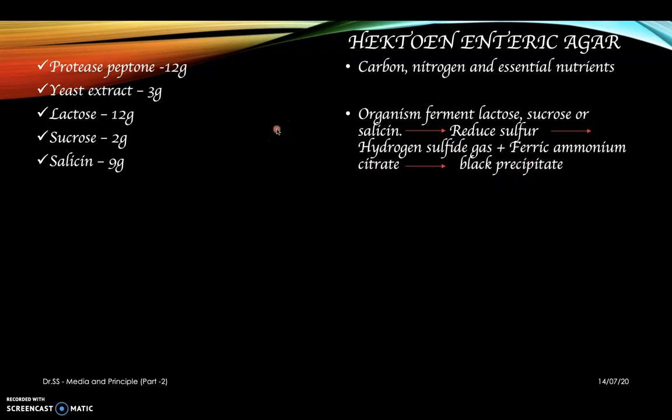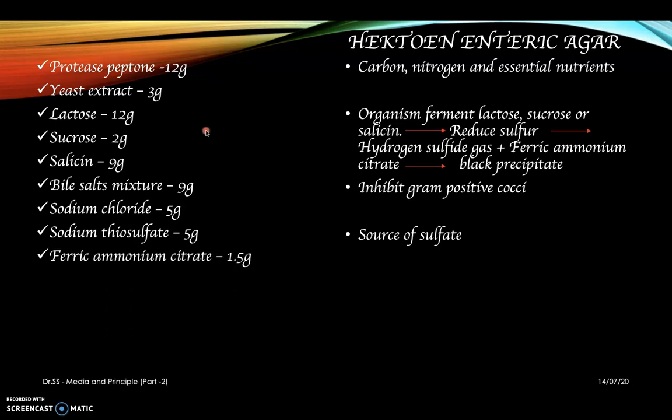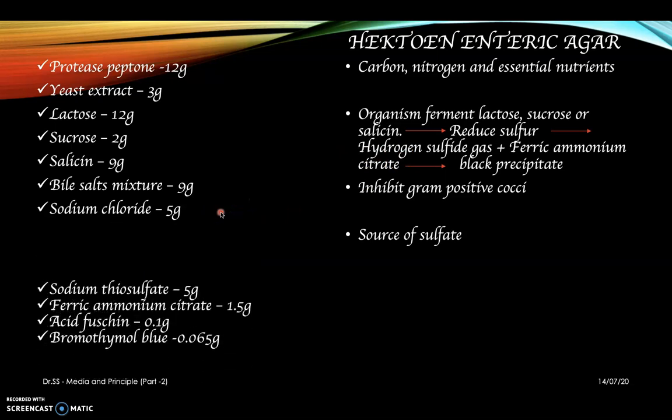And moreover, the E. coli forms the yellow color because it is able to ferment the lactose present in this composition. And bile salts mixture, it's a very important one in this. It inhibits the gram-positive organisms. And sodium chloride, normally NaCl, is mainly for the osmotic balance. And sodium thiosulfate is a source of sulfate, and ferric ammonium citrate, we have already seen this role. The H2S formed combines with the ferric ammonium citrate and forms the black precipitate, which indicates the particular organism.